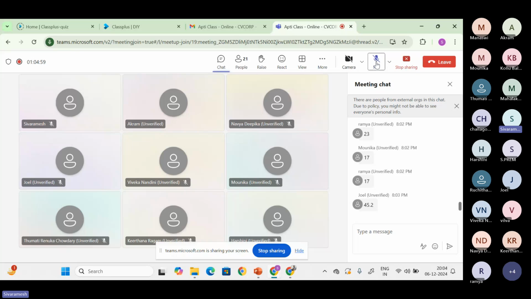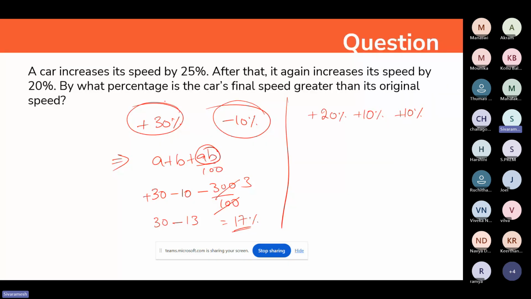Okay. See, now people are getting confused. Sir, what if we have change successfully for three times? So if it is two times, we have the formula. If it is three times also, we have the formula: A plus B plus C plus AB plus BC plus CA by 100 plus ABC by 10,000. Very, very lengthy formula, but I'll not ask you to prefer that.